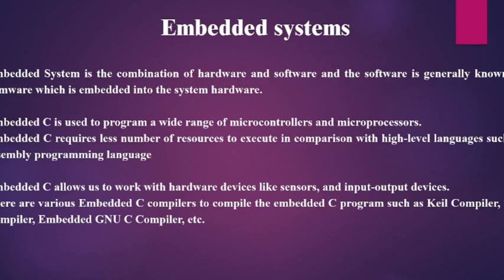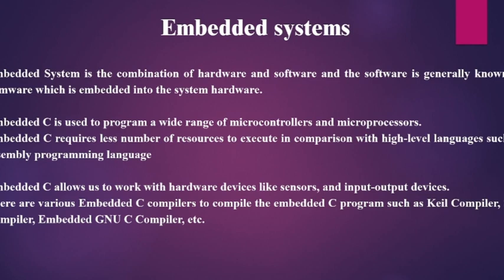Going to embedded system. What is the meaning of an embedded system? An embedded system is the combination of hardware and software, and the software is generally known as the firmware, which is embedded into the system hardware. Embedded C is used to program a wide range of microcontrollers and microprocessors. Embedded C requires fewer resources to execute in comparison with high-level languages such as the assembly programming language. Embedded C allows us to work with hardware devices like sensors and input-output devices.